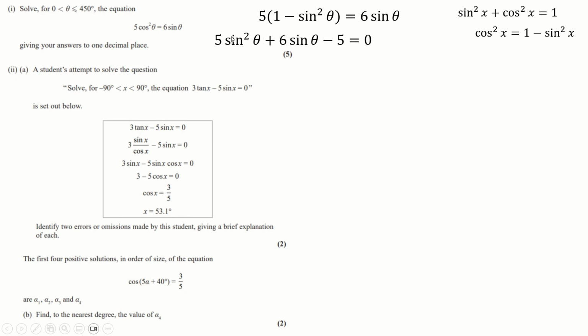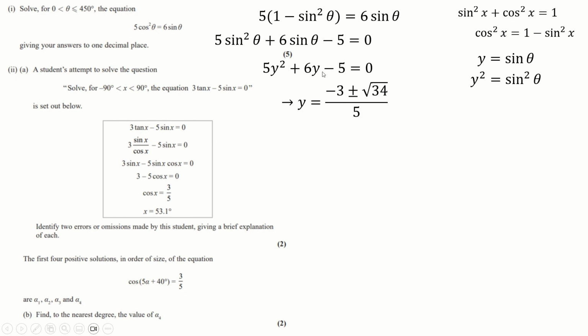If you want to, you can just proceed with this. Otherwise, you can set something like y to be sine theta. And so y squared is sine squared theta and replace that in there. And then if you're more comfortable dealing with this, put that in a calculator. It looks like it factorizes, but it doesn't. Put it in a calculator and get this. Now I'm going to write that as decimals. I'm going to put it as like this. And the reason I'm doing that is because now that I have y as this or y as this, I can replace y with sine theta again, which is what it should be.